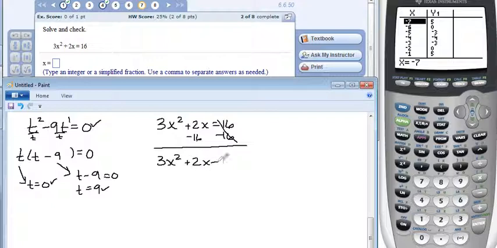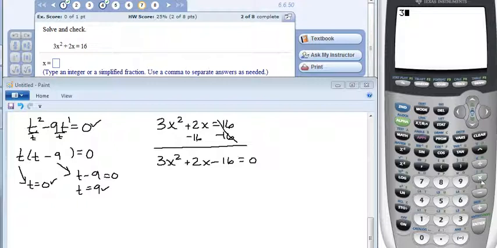Plus 2x minus 16 is equal to 0. Now I've got this trinomial, not an easy one, right? So I'm going to go back. I suppose this is really good practice for us. What is 3 times 16? 48. Okay, so remember, a times c is 48. So I'm going to make factors of 48.